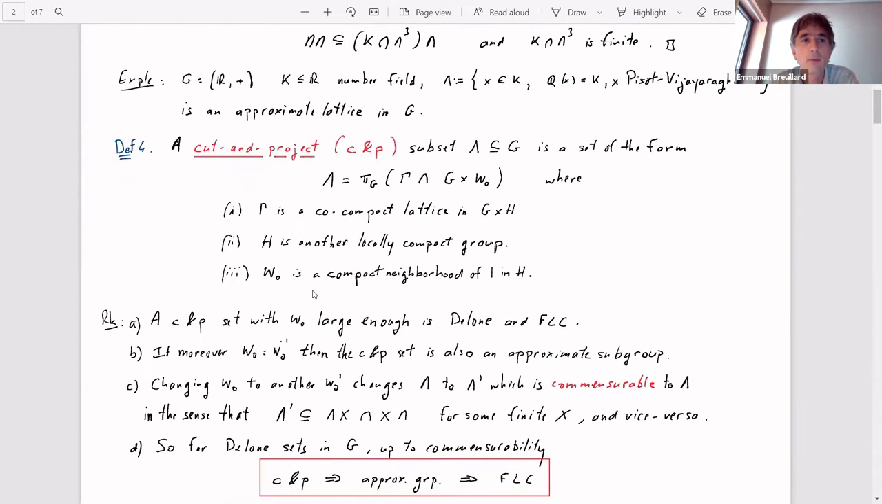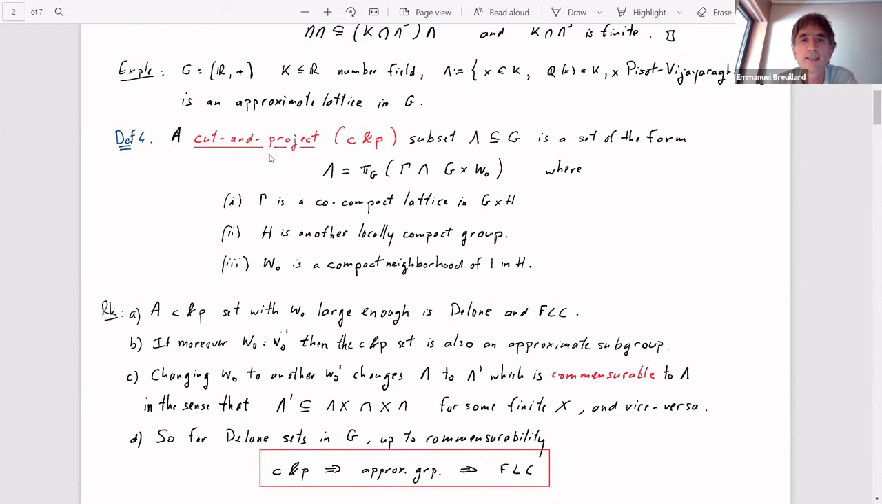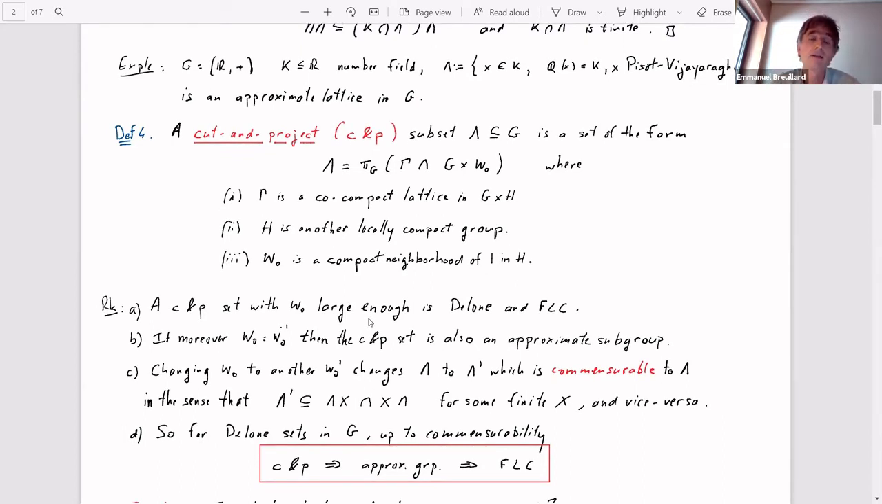So the fourth subfamily of Delone sets is the so-called cut and project sets. These are obtained in the following fashion. You start with your group G, and you pick another locally compact group H, and you pick a co-compact lattice in G cross H. Then you intersect this lattice with G cross a compact neighborhood of the identity, W naught, and you project this intersection to G. So you have a slice in the product, you thicken it a bit, you look at the lattice points there, and you project to G. If W naught is large enough, then it's easy to see that this is going to be relatively dense and uniformly discrete. So this is going to be a Delone set, and in fact, FLC.